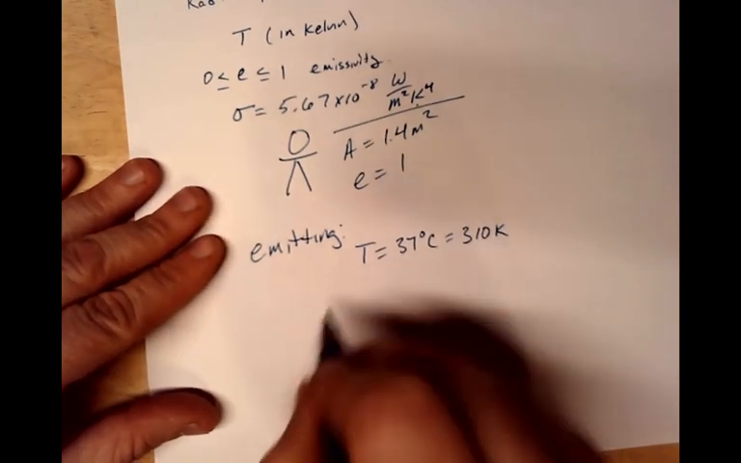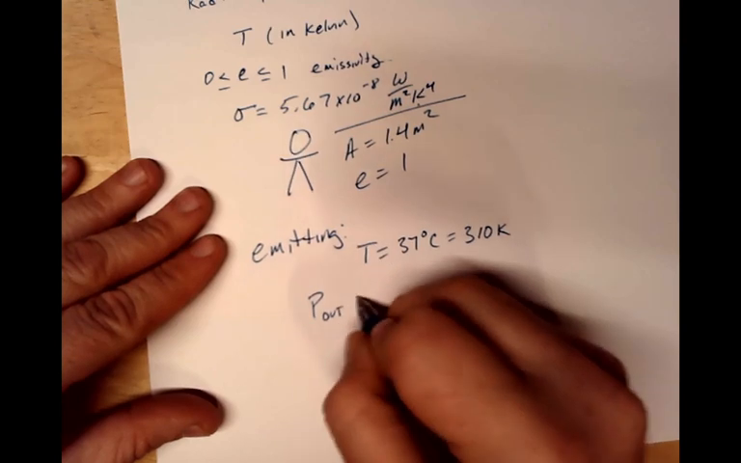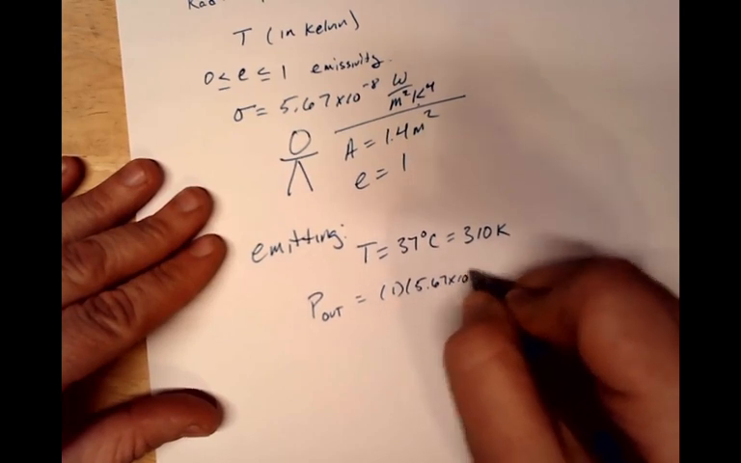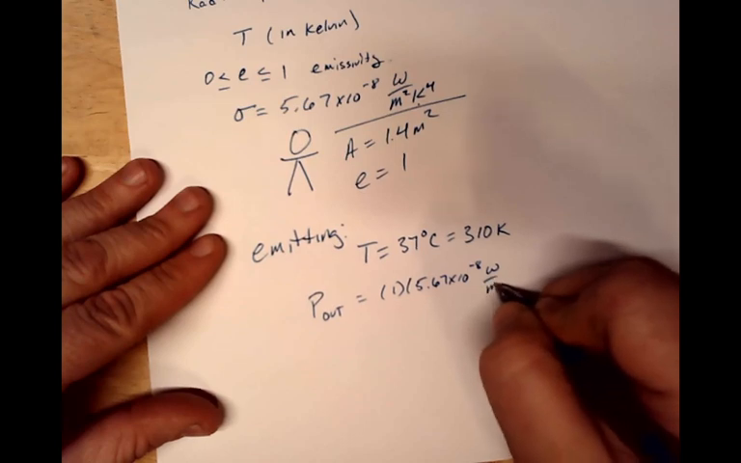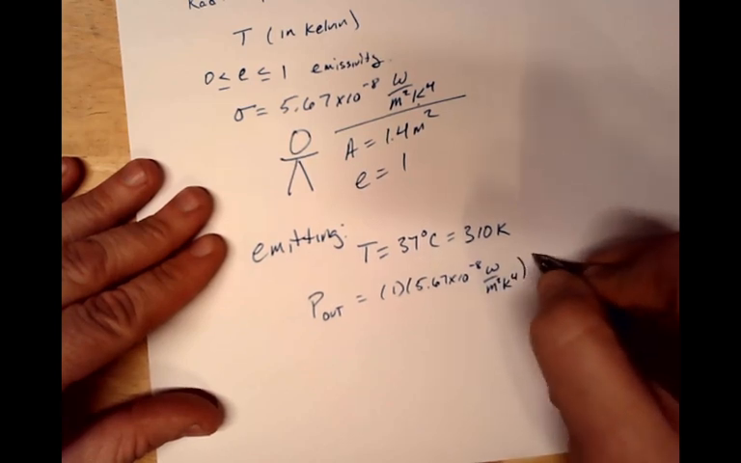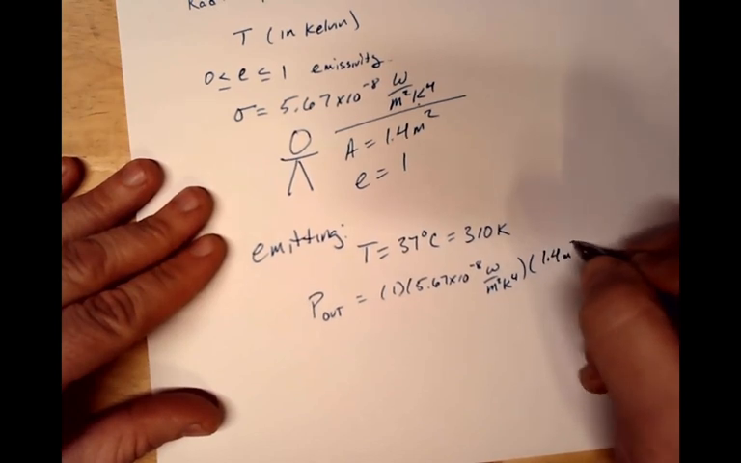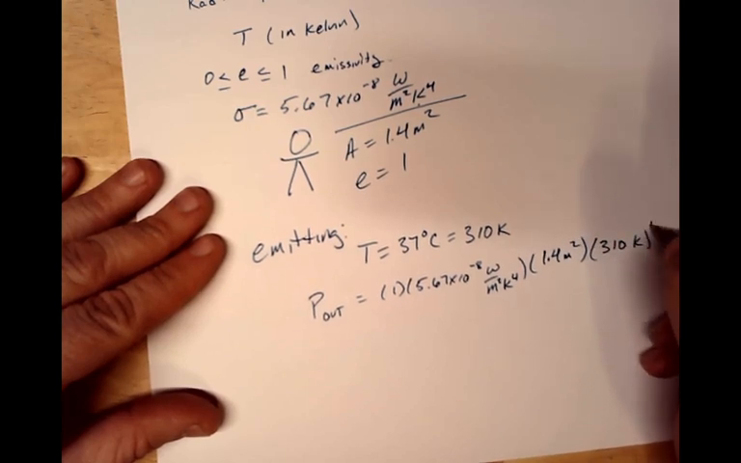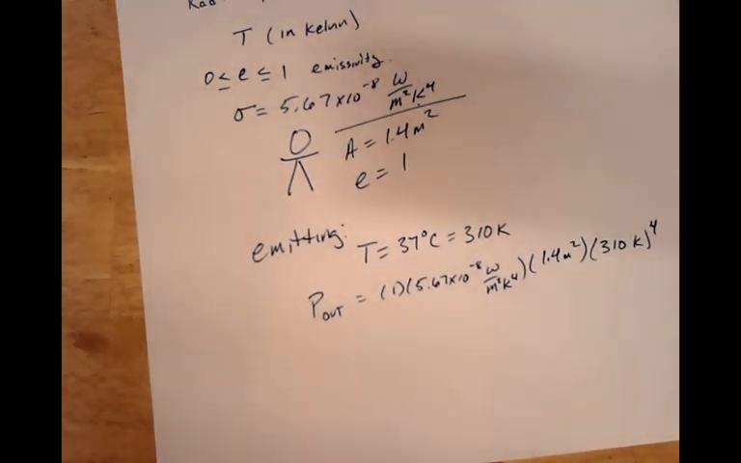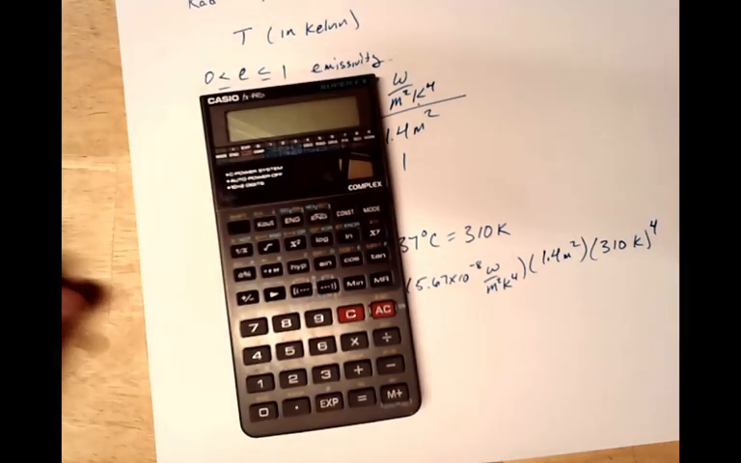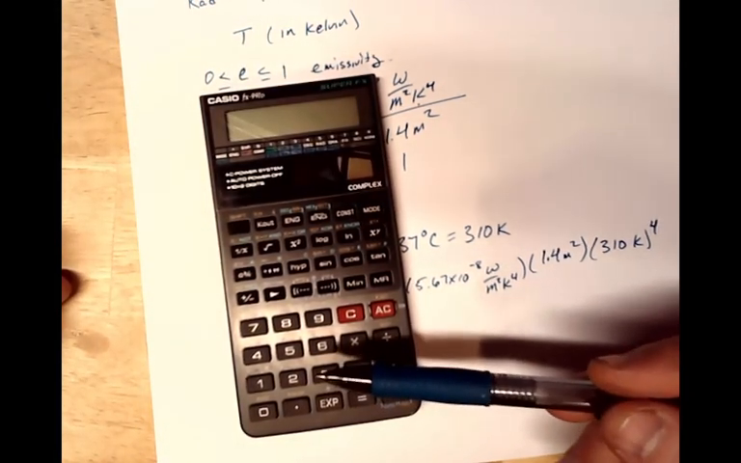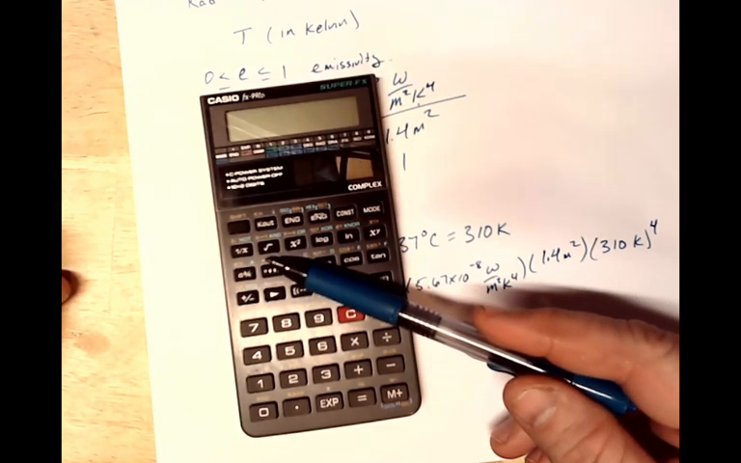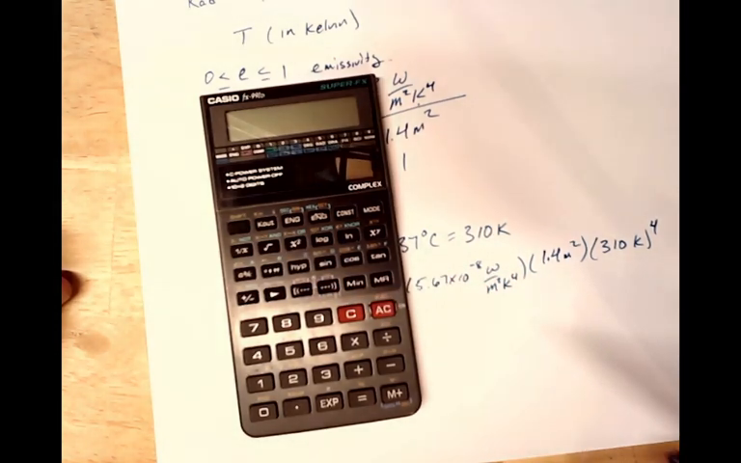When we want to calculate the power out, we'll have 5.67 times 10 to the minus 8 watts per meter squared Kelvin to the fourth. We'll have 1.4 meters squared for our area, and then 310 Kelvin to the fourth power. I'm going to point out a calculator. There's no fourth power button on this. There's a square, there's a square root. Your calculator probably combines those two.